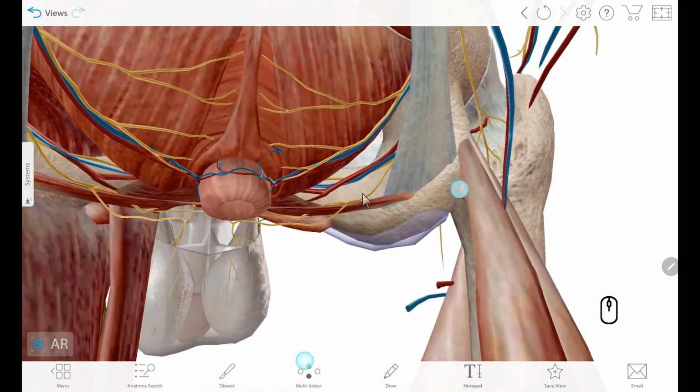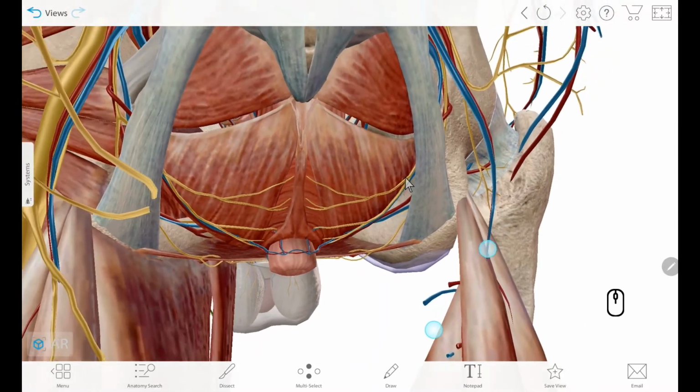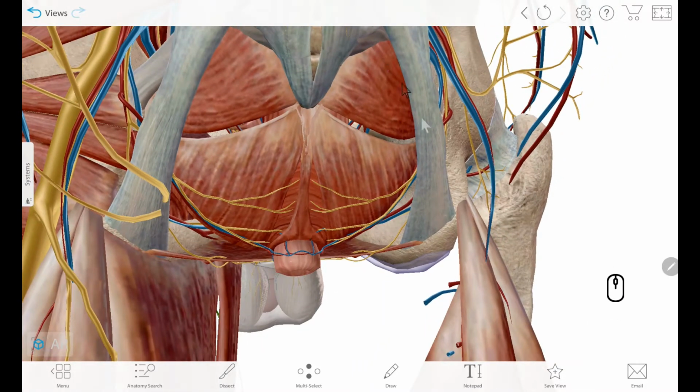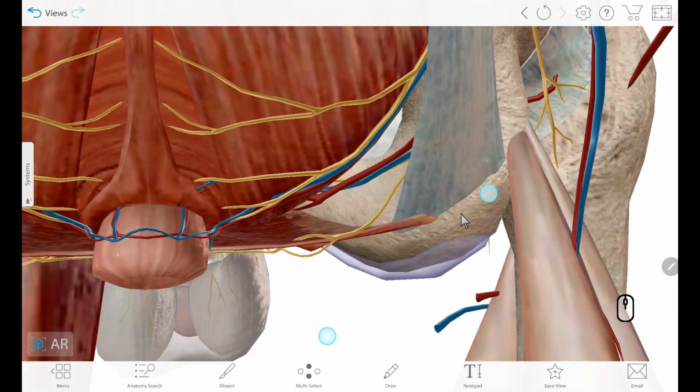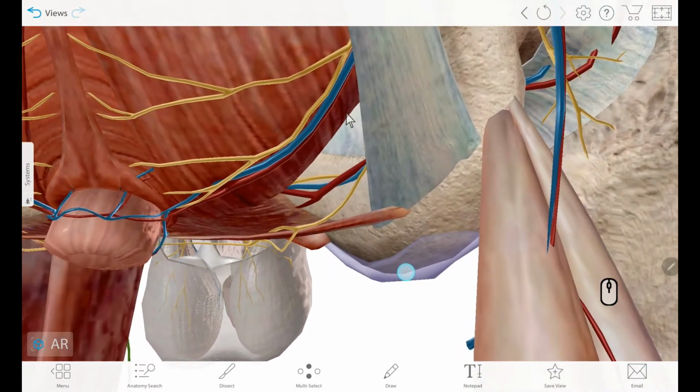The ischioanal fossa is bounded posteriorly by the sacrotuberous ligament. So this ligament, extending from the sacrum to the ischial tuberosity, is known as the sacrotuberous ligament. Medially, the ischioanal fossa is bounded by the levator ani muscle. Laterally, it is bounded by the obturator fascia covering the obturator internus muscle.